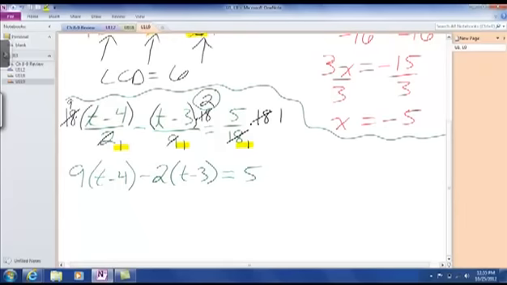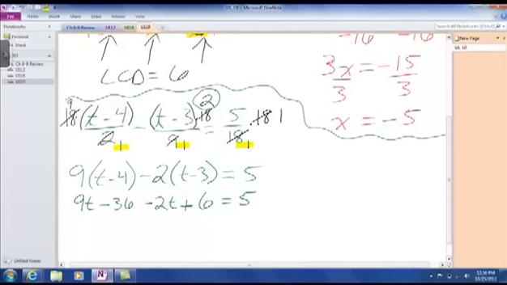Alright, from here I need to distribute. I've gotten rid of all the fractions. Let me distribute. 9 times T is 9T, minus 9 times 4 is 36. Negative 2 times T, that's a negative 2T, or a minus 2T. Negative 2 times negative 3 is a positive 6, which equals 5. Okay, so I just distributed both the 9 and the negative 2.